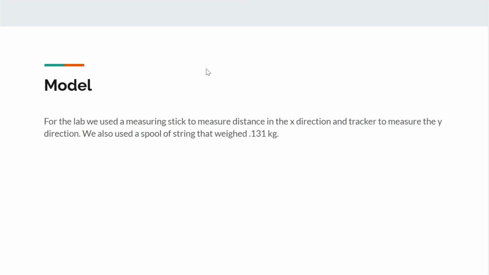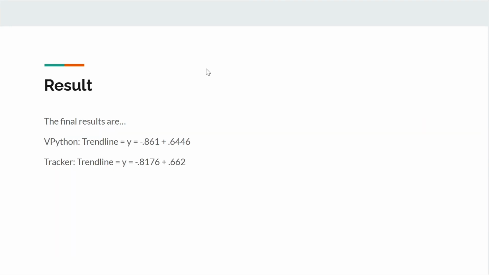Model. For the lab, we used a measuring stick to measure distance in the x direction and Tracker to measure the y direction. We also used a spool of string that weighed 0.131 kilograms.